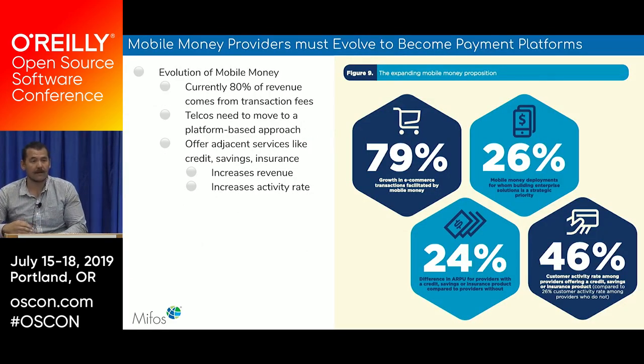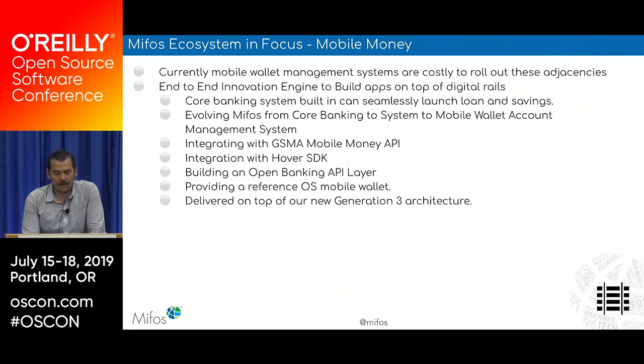For mobile money to actually become sustainable and achieve the impact and potential it can have, mobile money providers really need to evolve to become payment platforms, to allow customers to connect with third parties delivering services on top of those platforms. Right now, 80% of the revenue from mobile money comes just from transaction fees, and they need to move towards offering adjacent services like credit, savings, and insurance, because this not only drives up more revenue per user, but also increases the activity rate of each user. And open source core banking can be a key driver of upping that usage.